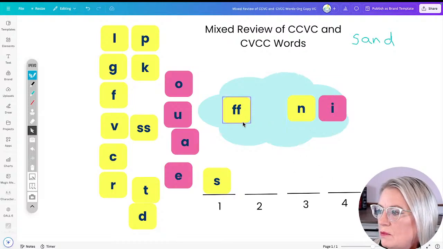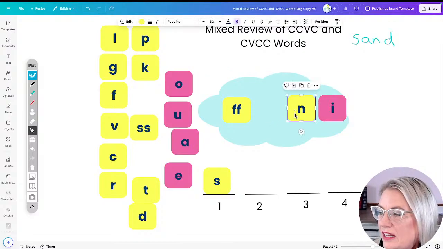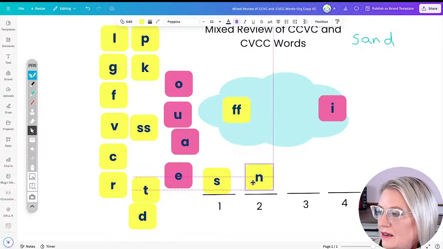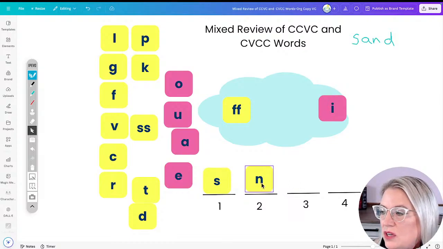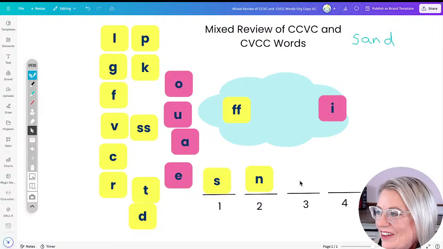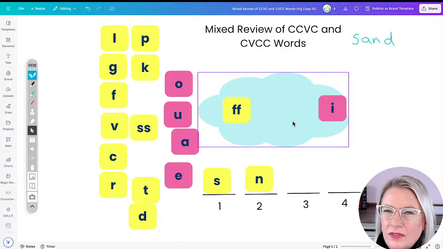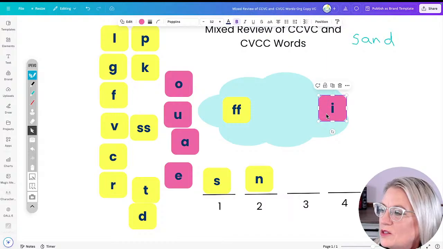Which one of these makes that n sound? Yes, it's this one. So let's move it on in. N. So far we have sn, sn. Now we need to listen in this place for the next sound you hear in sniff. What sound is happening right here? I, right? Okay. Which one of these sound pictures is i? And at this point, at this level, most students would know that it's going to be this one right here. And we're going to hold that sound as we move it in.